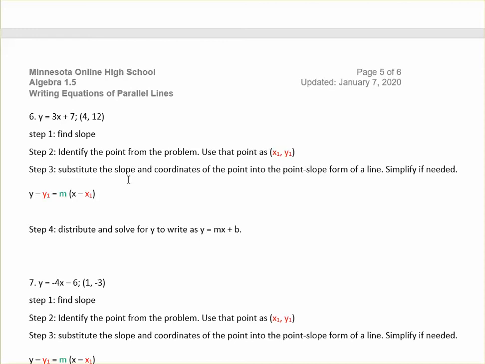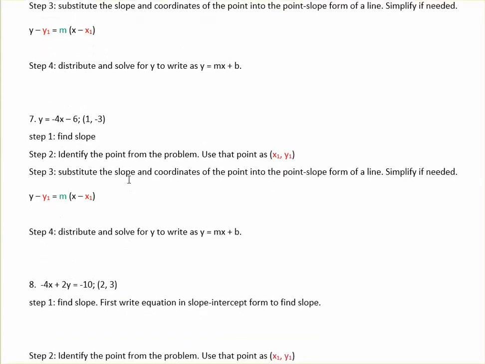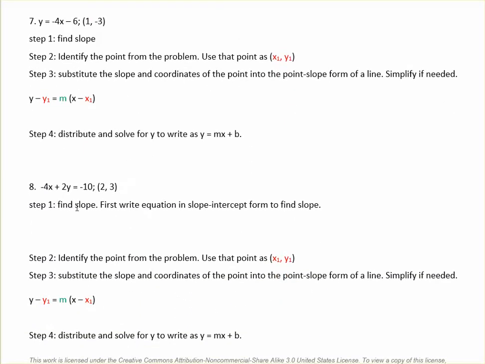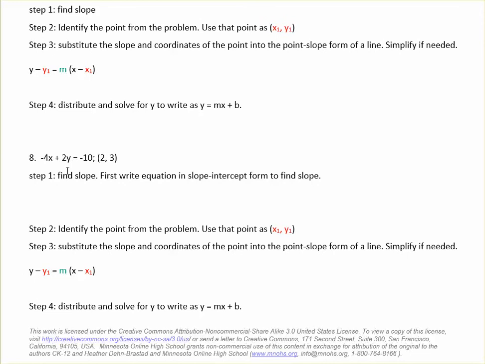Number 6, same exact thing. Number 7 is the same exact thing. Number 8 is the extra step, where you do not know what the slope is because this is not written in slope-intercept form. So in number 8, this is one where you will have to first solve for y so that we can figure out what the slope is.